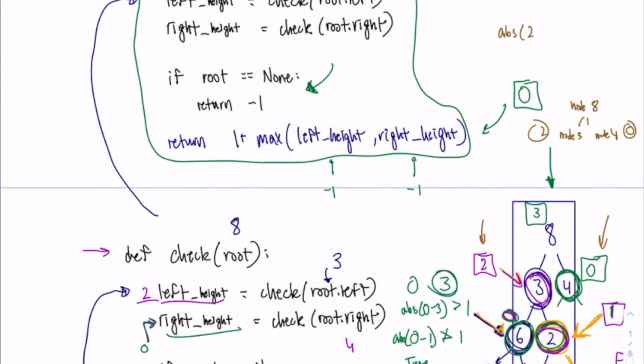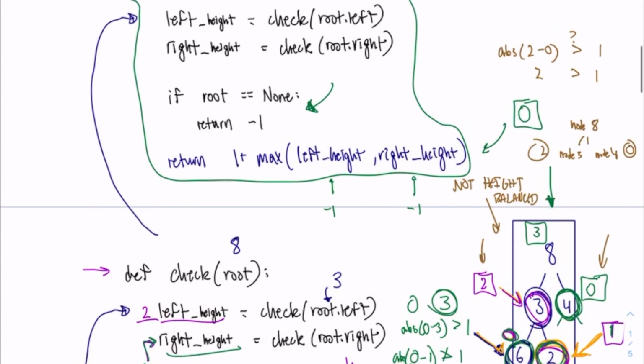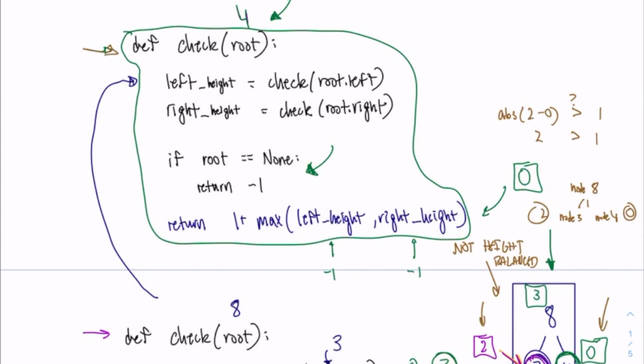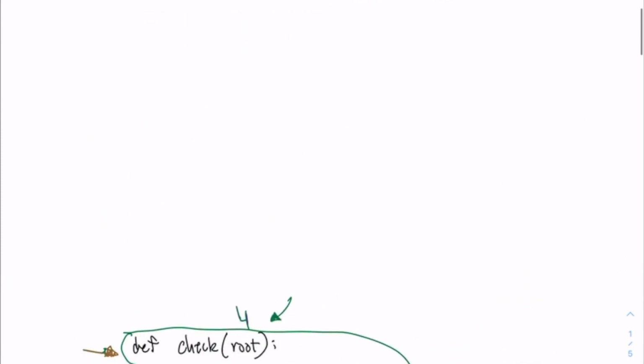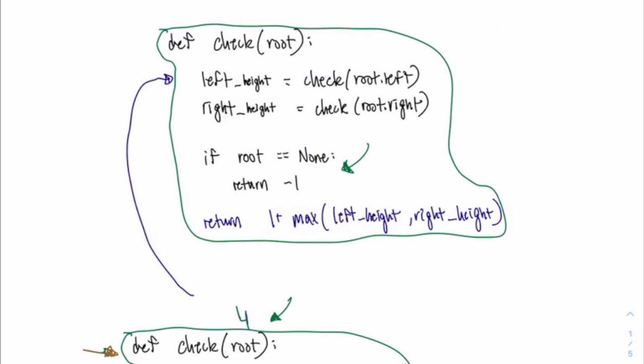So absolute value of 2 minus 0 should not be greater than 1 if it's to be balanced. And it is. 2 is greater than 1. So we can say that this tree is not height balanced. And we need some way to signify that within this code. And how we can do this is by creating an if statement within this recursive formula. So let me write one right here.